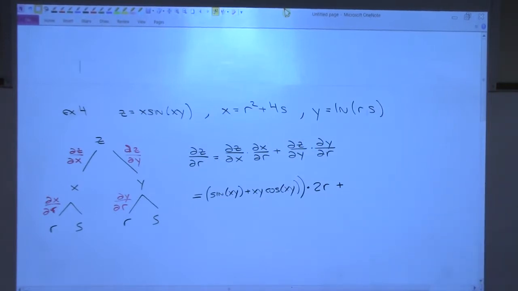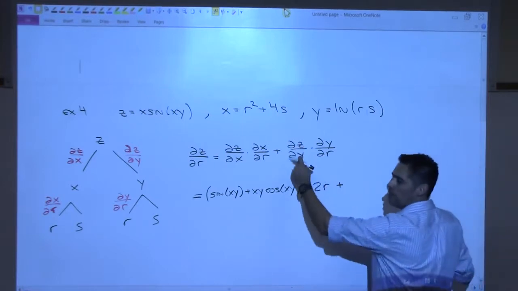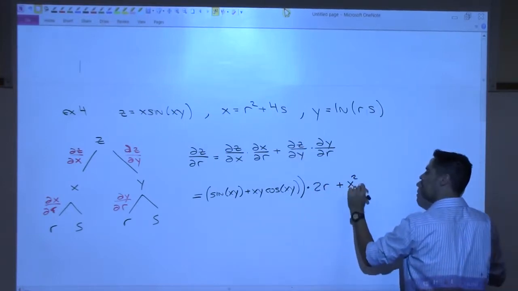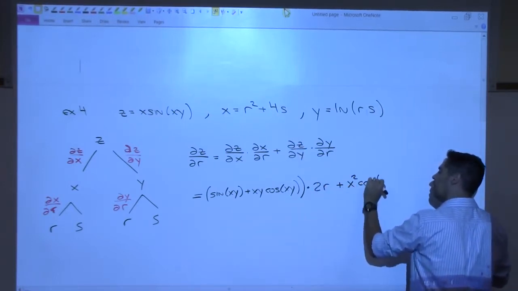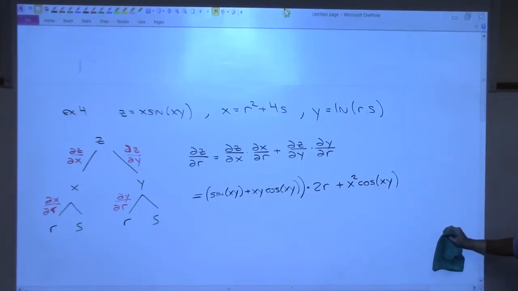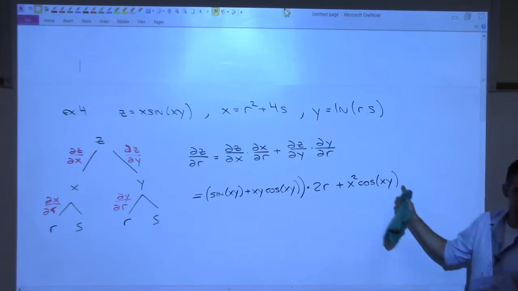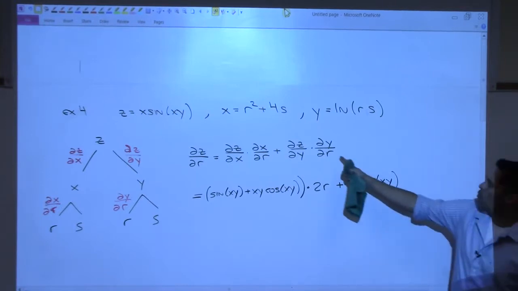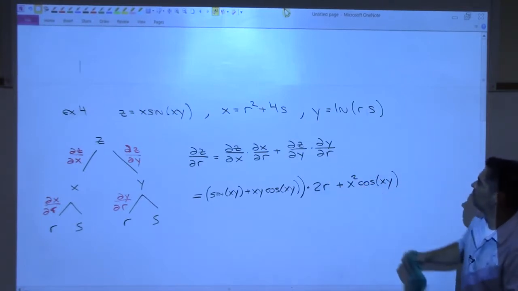Plus, what's next? Partial z with respect to y. We've done that already, right? x squared cosine xy. And then partial y with respect to r.